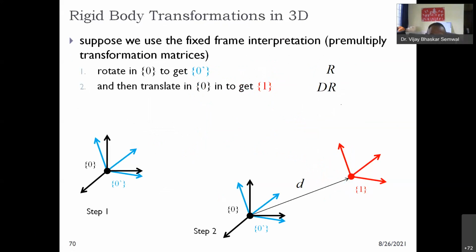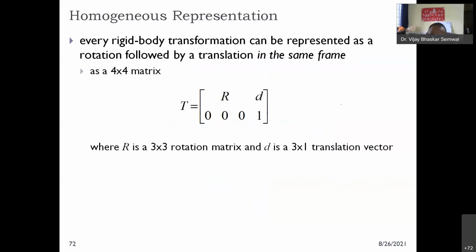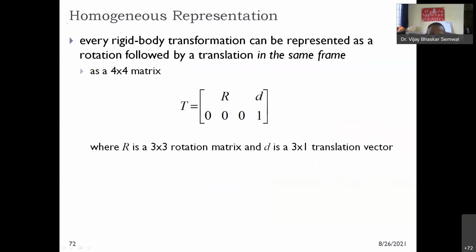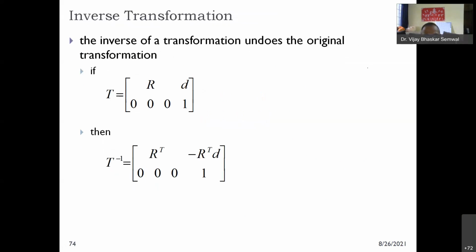Okay. We have this displacement and rotation. You will get a matrix like this, the transformation matrix, which you can represent by a 4x4 matrix. Every rigid body transformation can be represented as a rotation followed by a translation in the same frame. Then the homogeneous representation is this.